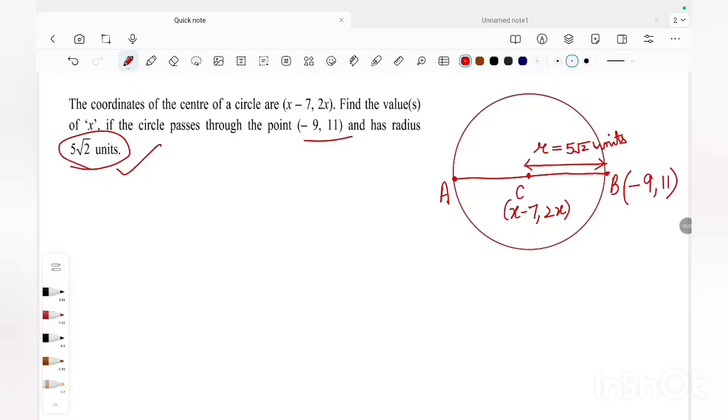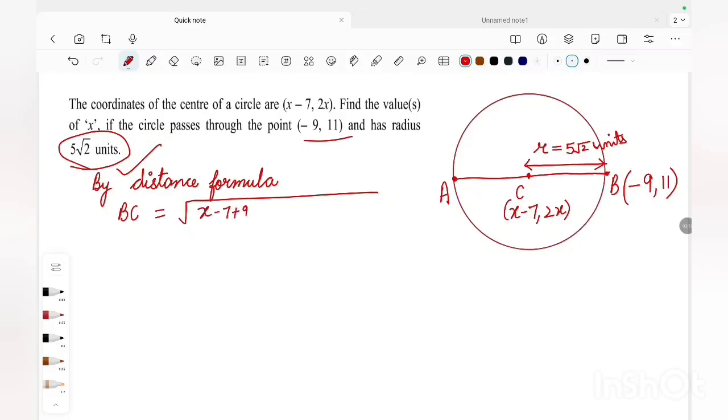Then we can simply find the distance by the distance formula. With the help of the distance formula we can simply calculate the value of x. Let's begin. Whatever is given, you have drawn the diagram, you have marked the points, and start with the distance formula. BC equals to, what is x1, y1, x2, y2. Apply the distance formula here. x minus 7 minus (-9) whole square plus (2x minus 11) whole square.